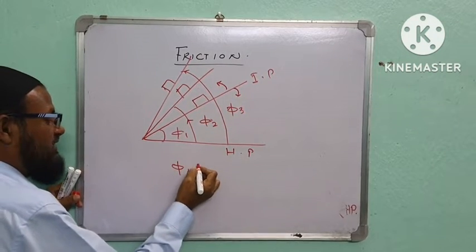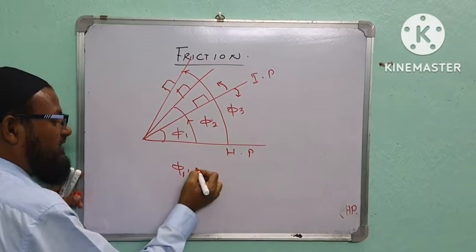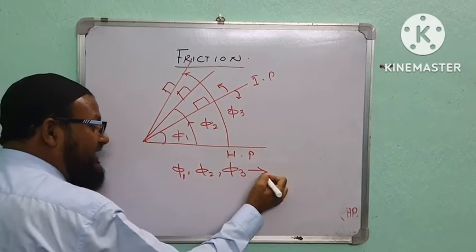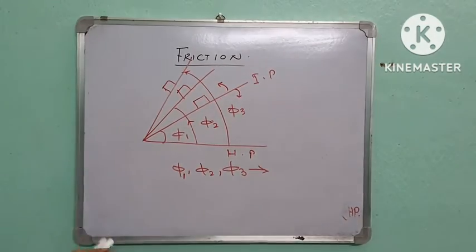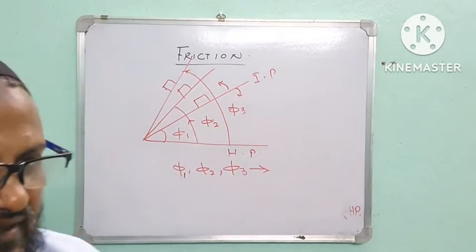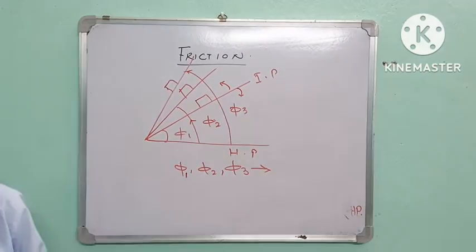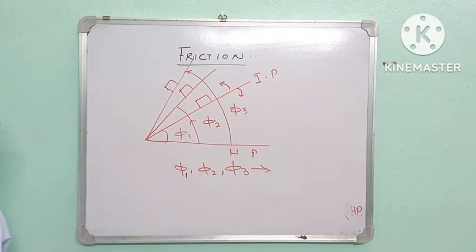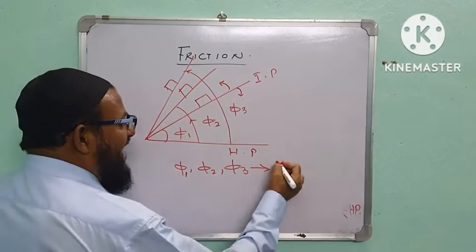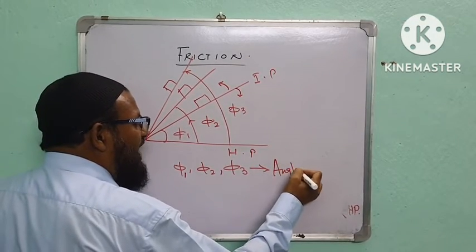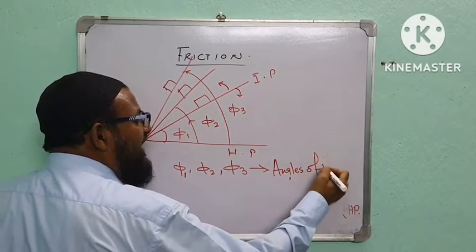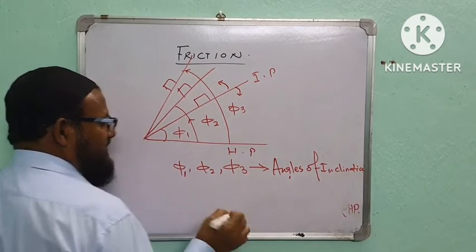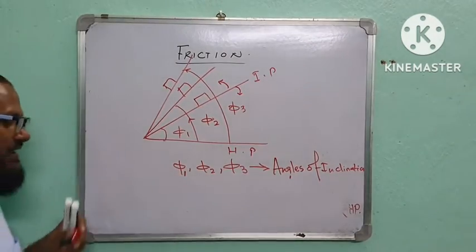Please try to understand. Phi 1, phi 2, phi 3. What is the general name? Angles of inclination.